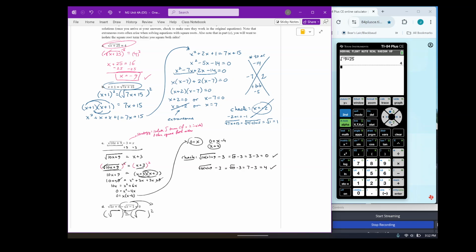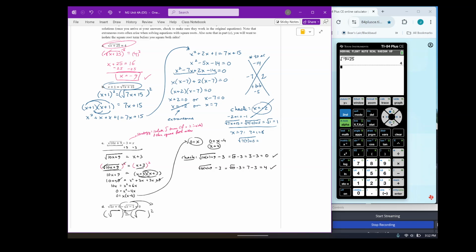If we check x equals 7, then we plug it in. 7 plus 1 is 8. And on the other side, we've got root 7 times 7 plus 15. So that's root of 7 times 7, which is 49, plus 15.